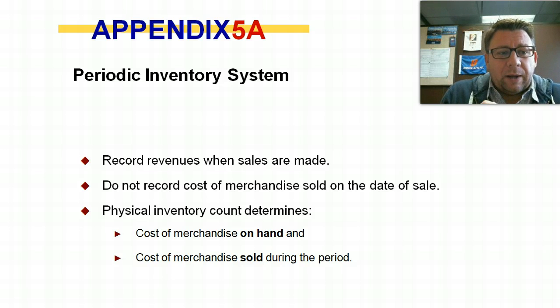So as a periodic buyer, we do not keep track of the ins and outs of inventory. In fact, our inventory account just remains the same balance it was at the end of last period, all during the month that we're in. And the only time we change it is at the end of the month when we go and take a physical count of our inventory.